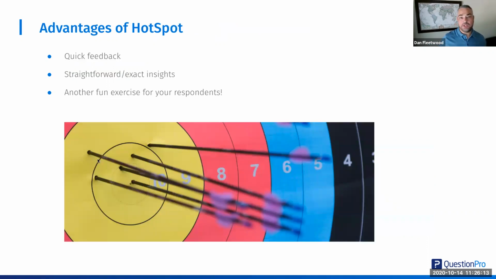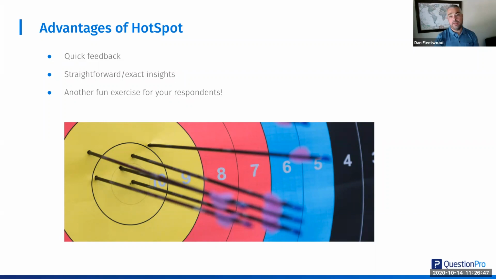And then some of the advantages are you get that quick feedback, you get the quick insights around a particular image, around what people like or don't like, and then you can easily change it accordingly. Straightforward and exact. It'll tell you, through this heat map kind of hotspot type analytics, whether it's red or green. And obviously the more green it is, the more people liked it, the more red, fewer people liked it. So you get those straightforward and more exact insights.